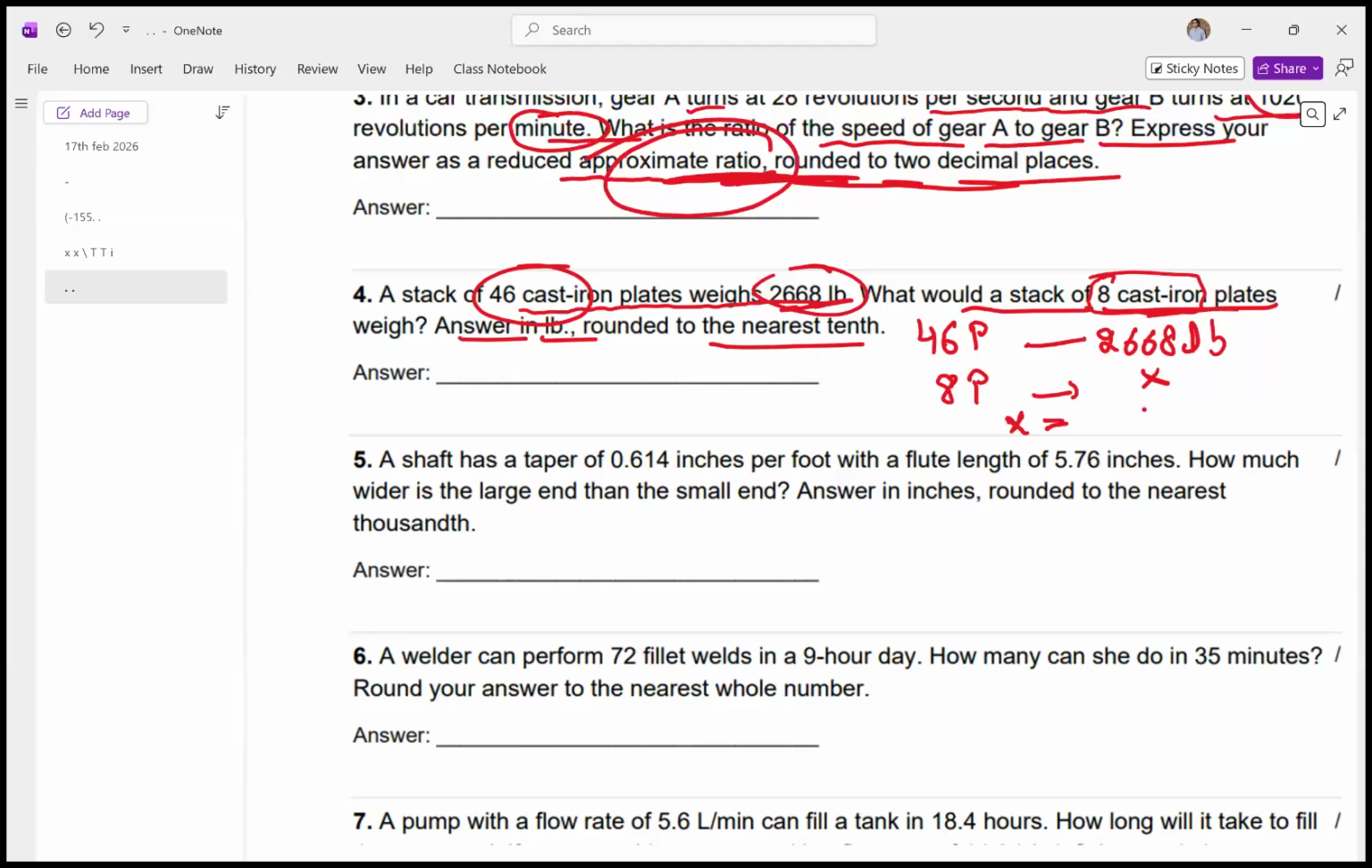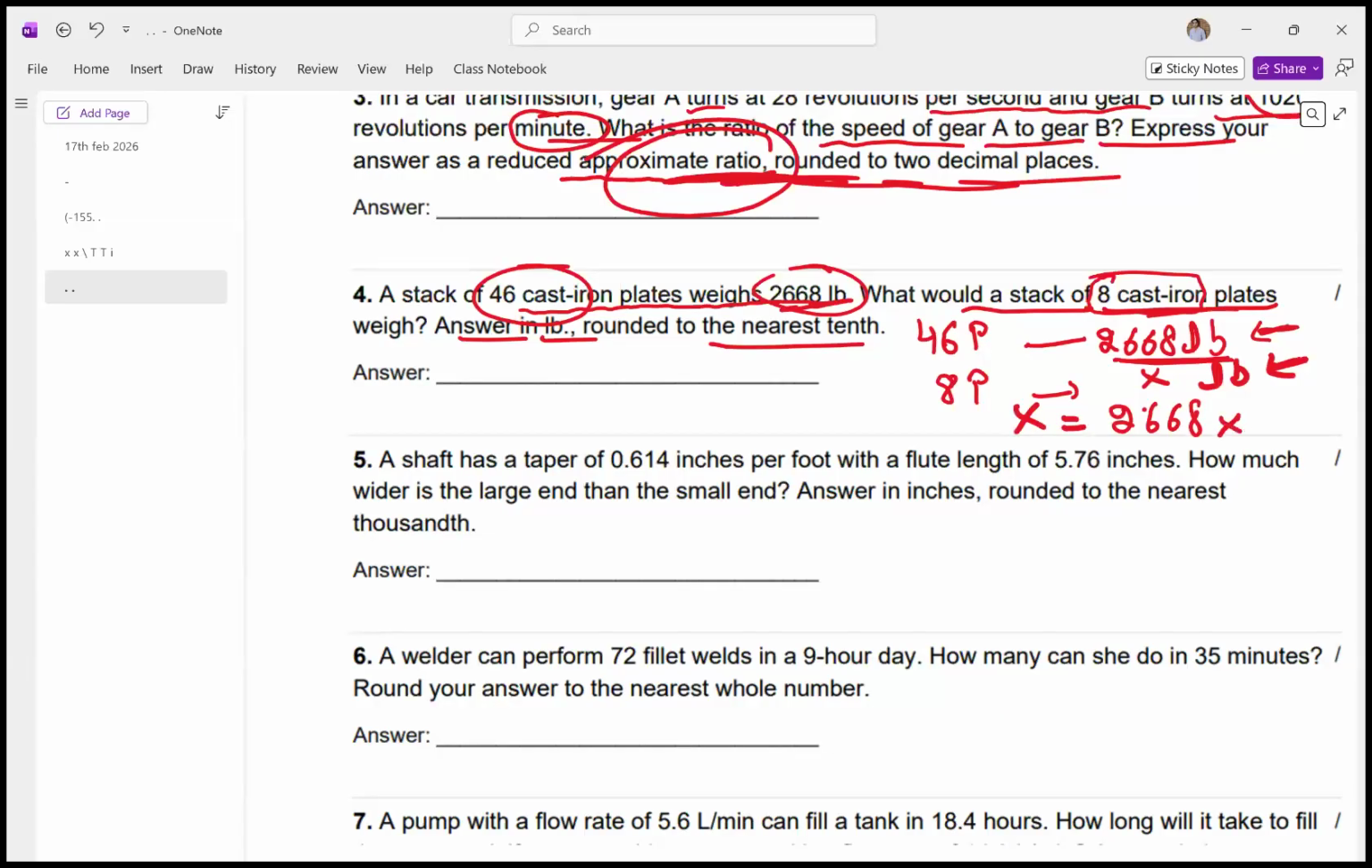So in this one, first thing I will write is whatever I'm trying to find out, and the corresponding number given to me. I'm trying to find the weight, pounds, lb. So I wrote the missing term as an X. Now the term corresponding to the pounds is 2,668, that is the term I'm going to write.